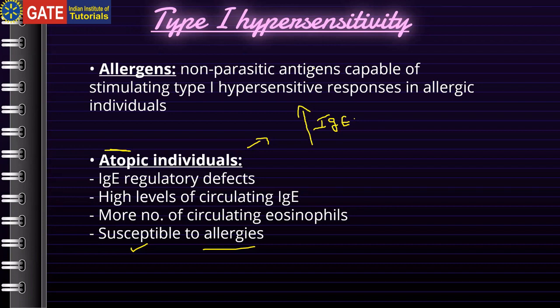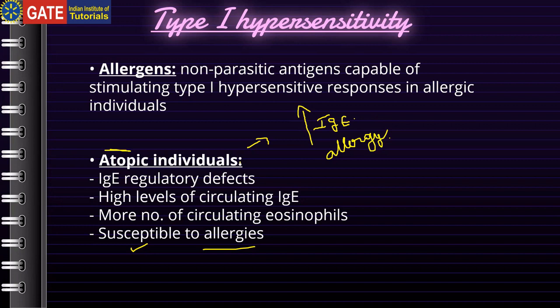Friends, keep it in your mind. We already studied that IgE is the antibody which is released in the serum at a very low concentration. So what is the point you have to remember? If the level of IgE becomes higher and higher, it indicates that there will be an allergy.